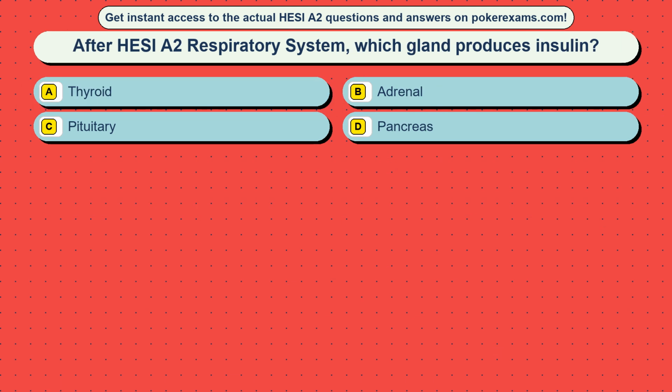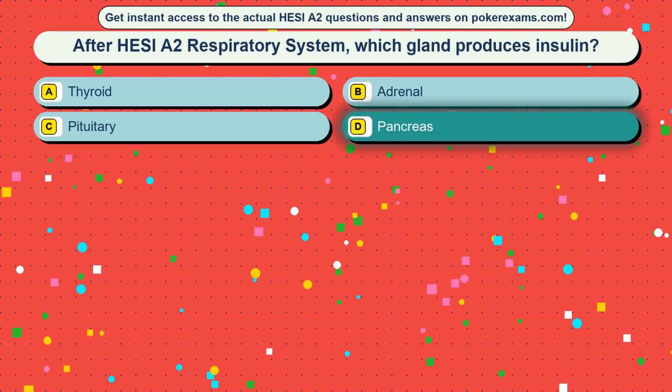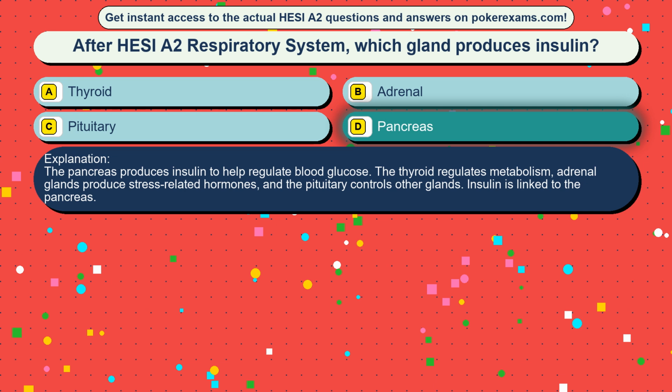Question 6. After HESI A2 Respiratory System, which gland produces insulin? Option A thyroid, option B adrenal, option C pituitary, option D pancreas. The correct answer is option D, pancreas. The pancreas produces insulin to help regulate blood glucose. The thyroid regulates metabolism, adrenal glands produce stress-related hormones, and the pituitary controls other glands. Insulin is linked to the pancreas.